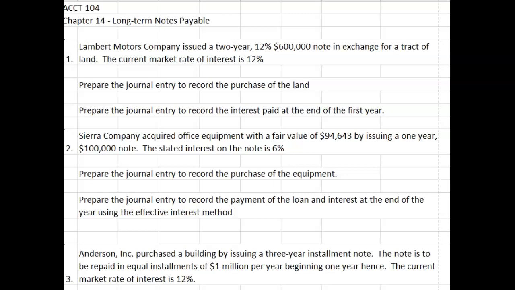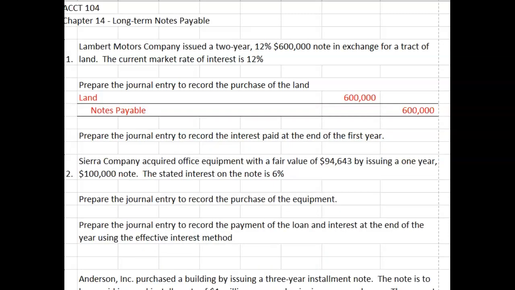Let's start out with something easy. Lambert Motors. Lambert Motors Company issued a 2-year, 12%, $600,000 note in exchange for a tract of land. The current market rate of interest is 12%. Prepare the journal entry to record the purchase of the land. Debit land, credit notes payable, $600,000.